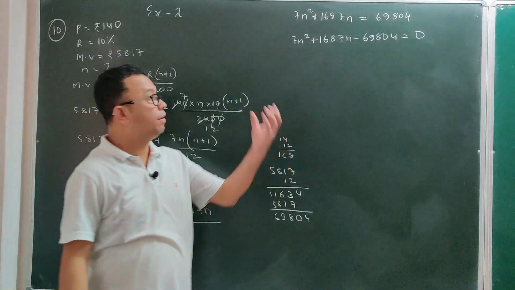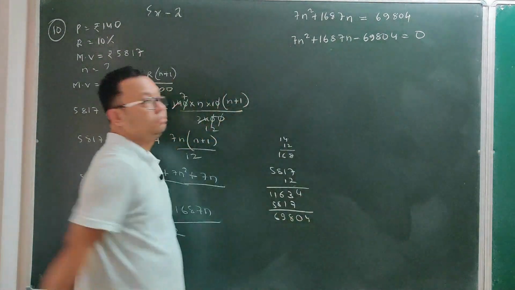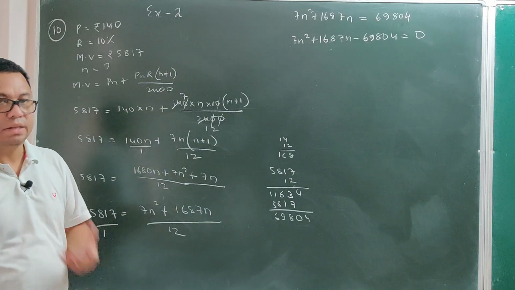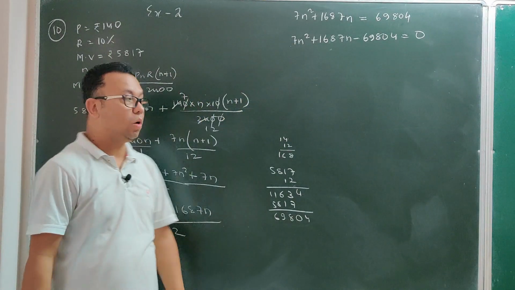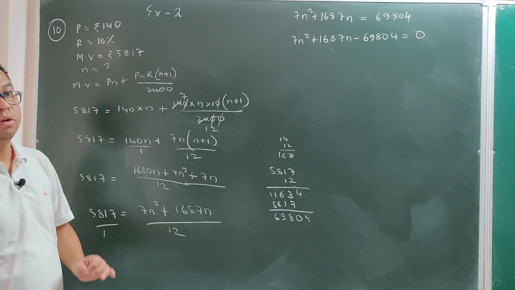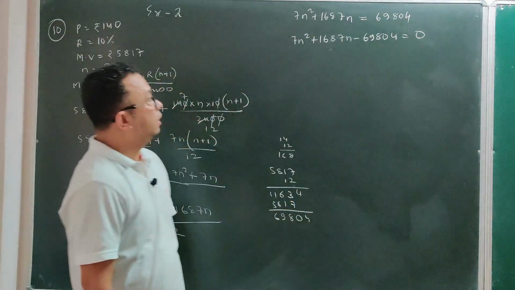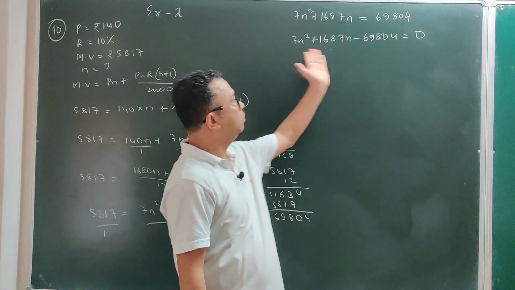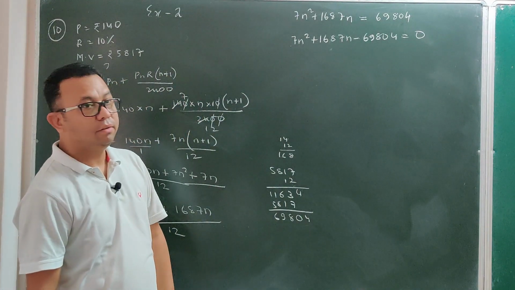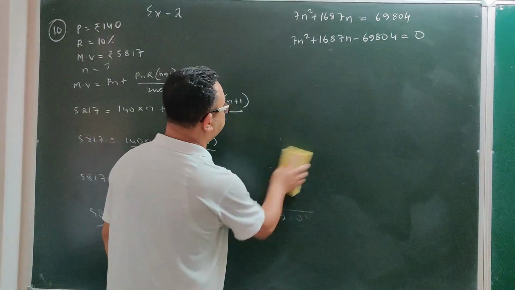Now we have framed a quadratic equation. Now we need to split this middle term, and then get the value of n. I told you why it is difficult, only because of this one. Now a quadratic equation has come, and now the factors. What are the factors? 7 is not the common factor. If 7 was a common factor, I would have made it a lot easier. Now let us see the factors for this. I'm now searching the factors.